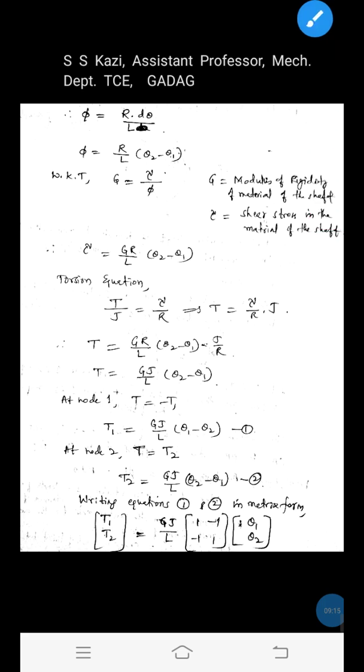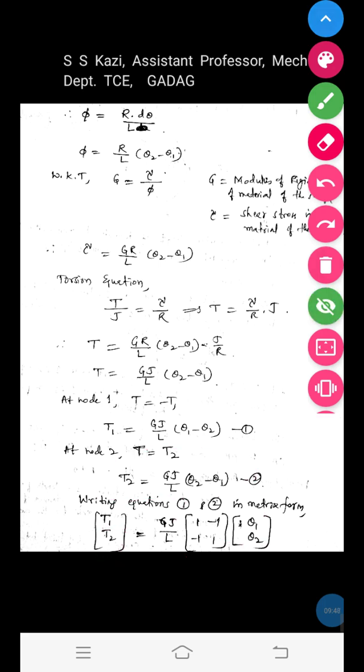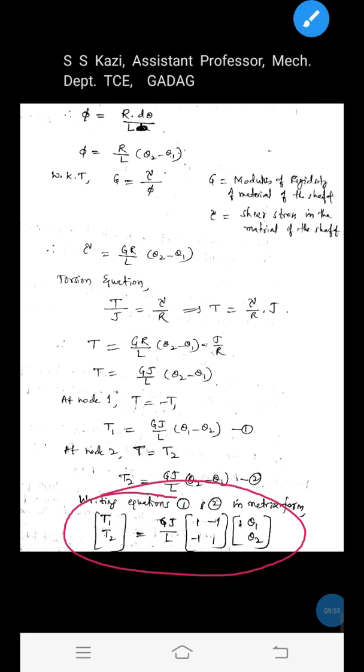Now you can verify it. Using the first equation, T1 is equal to G J by L into 1 times theta 1 minus theta 2, that is theta 1 minus theta 2. That is the first equation. For the second equation, T2 is equal to G J by L into minus theta 1 plus theta 2, that is theta 2 minus theta 1. Like this we got this. You can say it is an equilibrium equation. This is the finite element formulation of the torsion of shaft.